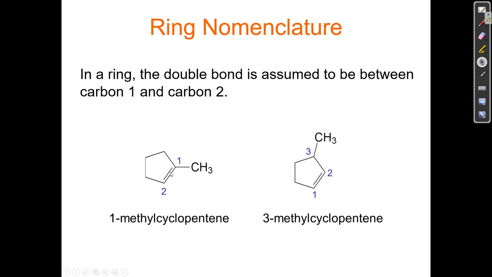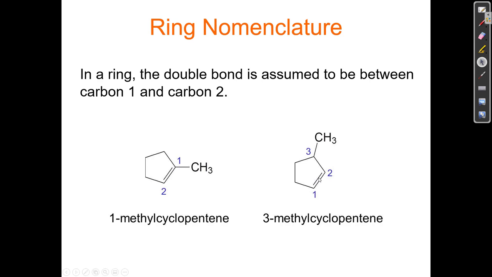So if I did one, two, then the methyl branch would be at carbon two. But if I do the numbering this way, one, two, then the methyl branch is at carbon one. So then that has the lowest numbers, and the double bond indicates where the carbon one is.